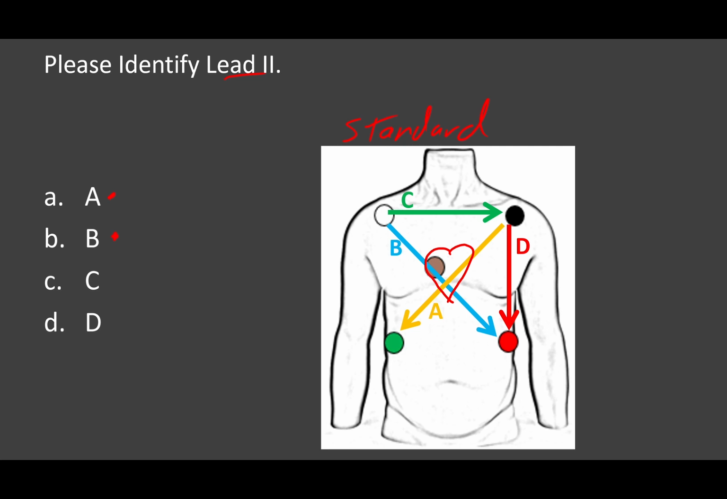But just to finish going through these, C, that's going to be lead 1. And D, that's not even a lead at all. That's not even a thing. So D is definitely out, C is out, B is your answer, and A is also out.